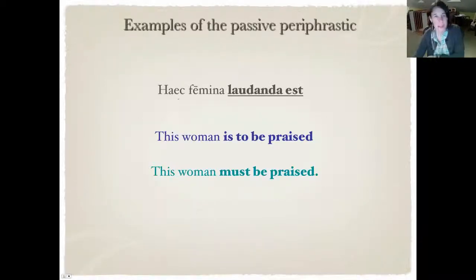Okay, some examples of the passive periphrastic. Haec femina laudanda est. Okay, so here's my gerundive, also known as my future passive participle, also known as the second principal part, plus the letters nd, plus the verb to be. Translation, this woman is to be praised, or this woman must be praised. This woman should be praised. This woman ought to be praised.